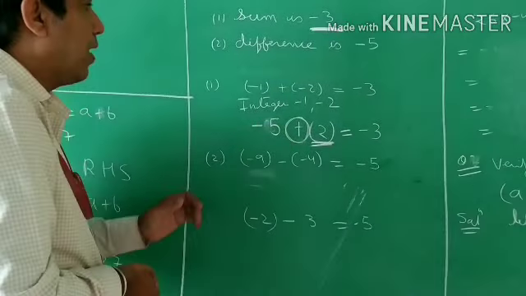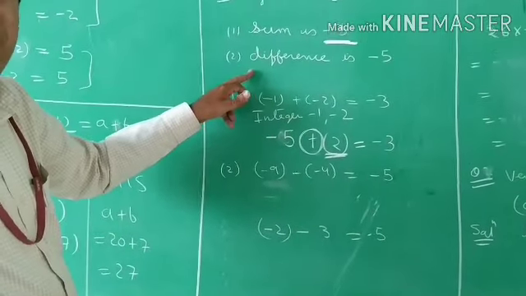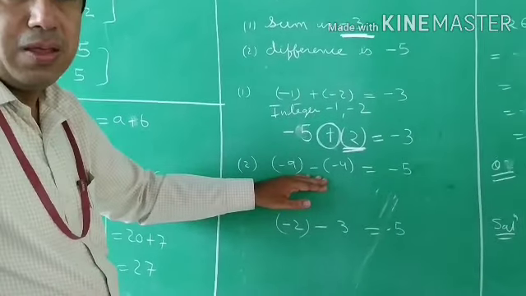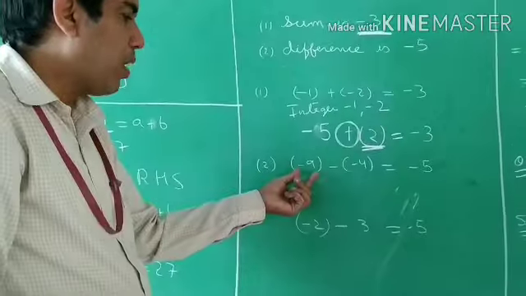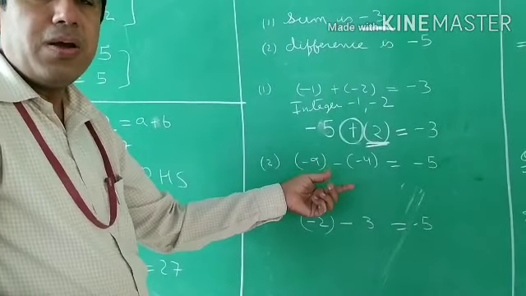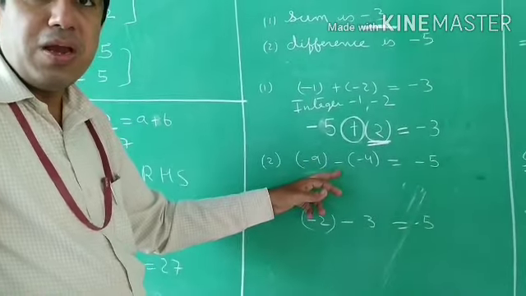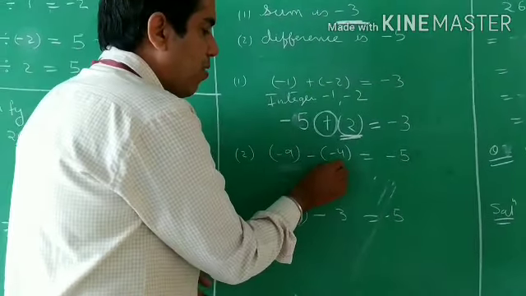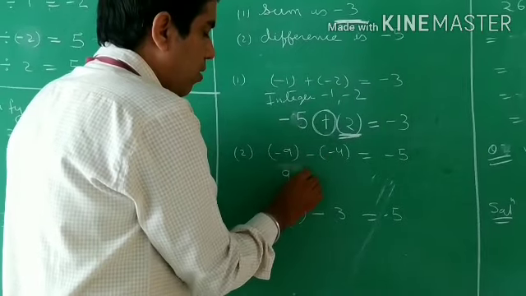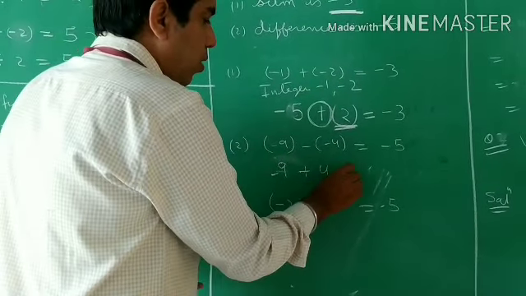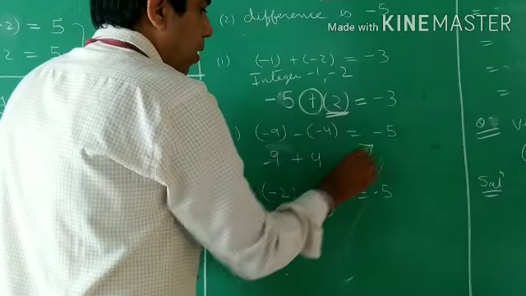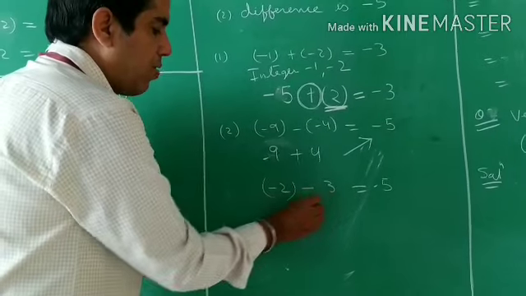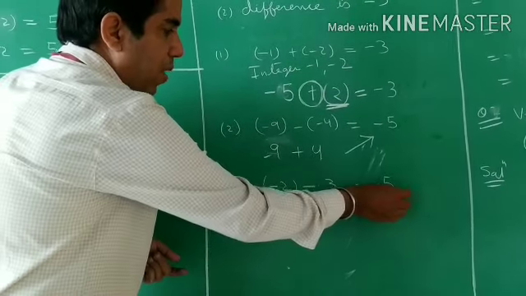Now you can see the next. The difference is -5. Difference how much? -5. It means there should be a sign of subtraction. And this number can be positive or negative, any number it can be, but between the two integers, there should be a minus sign. So you can see I have taken one example. -9 minus, -2, so the answer comes -9 plus 4, the answer comes the same, -5. Now I take one more example. Here -2 and -3, so the answer comes -5.